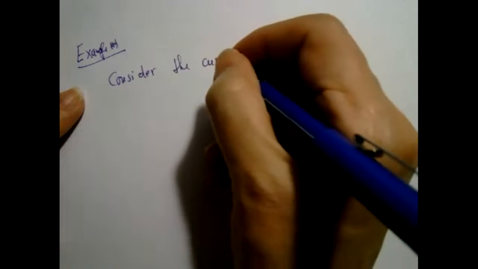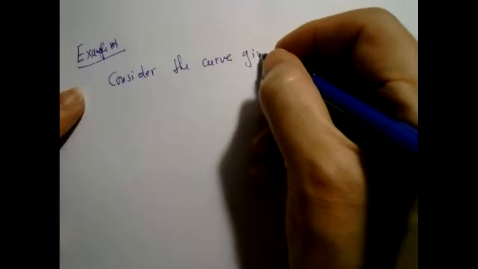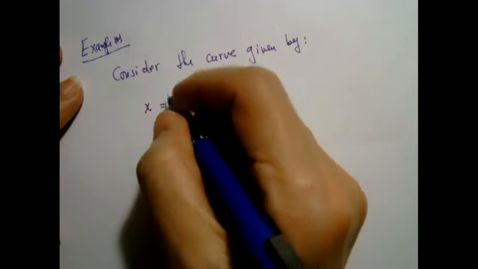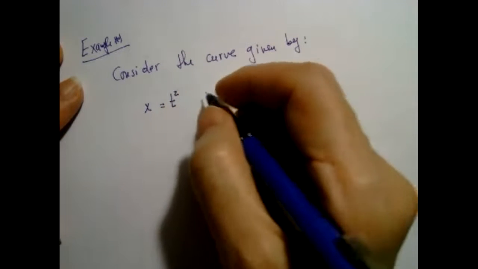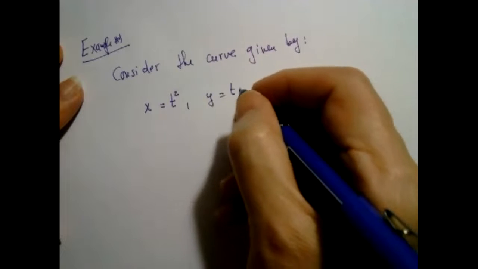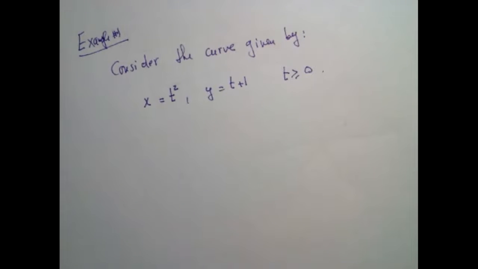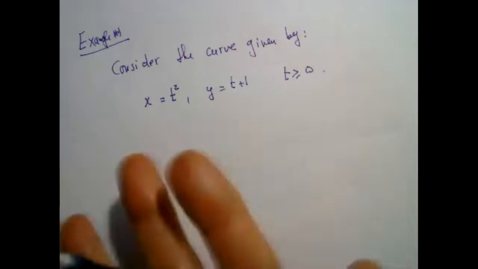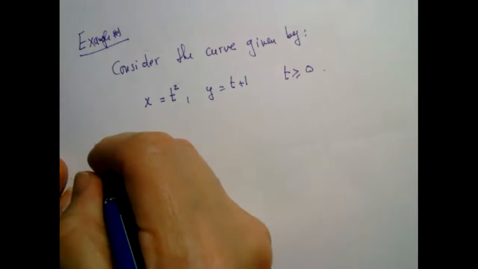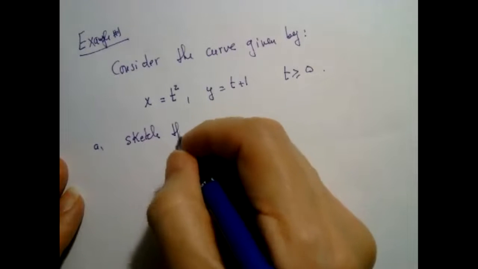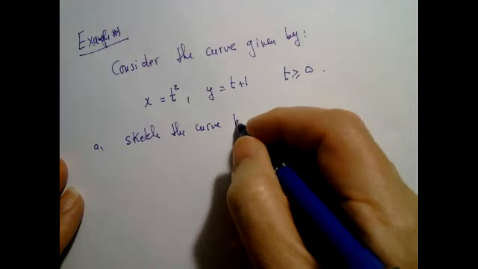Suppose we take a curve. Let's consider the curve given by the following parametric equations. x is, let us say, t squared, y equals t plus 1. We will understand this very soon. It's actually easy, where t is positive. So let us consider the curve given by the following equations. So what does this whole thing mean? Question number 1 is sketch the curve by basically plotting points.